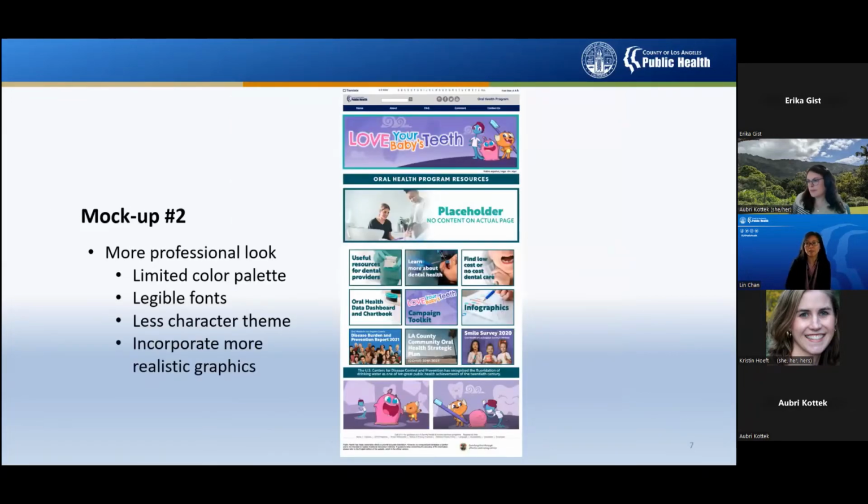This is their second mock-up based on the following request. We requested that they make it look a little bit more professional, meaning we wanted a more subdued color palette to avoid overwhelming visitors, more legible fonts for readability, and less character theme. We also asked if they could incorporate more realistic graphics, as well as graphics of our original reports, and if they can put all of our reports on the same row, as you can see there in the last row, versus having the reports be spread out throughout the website.